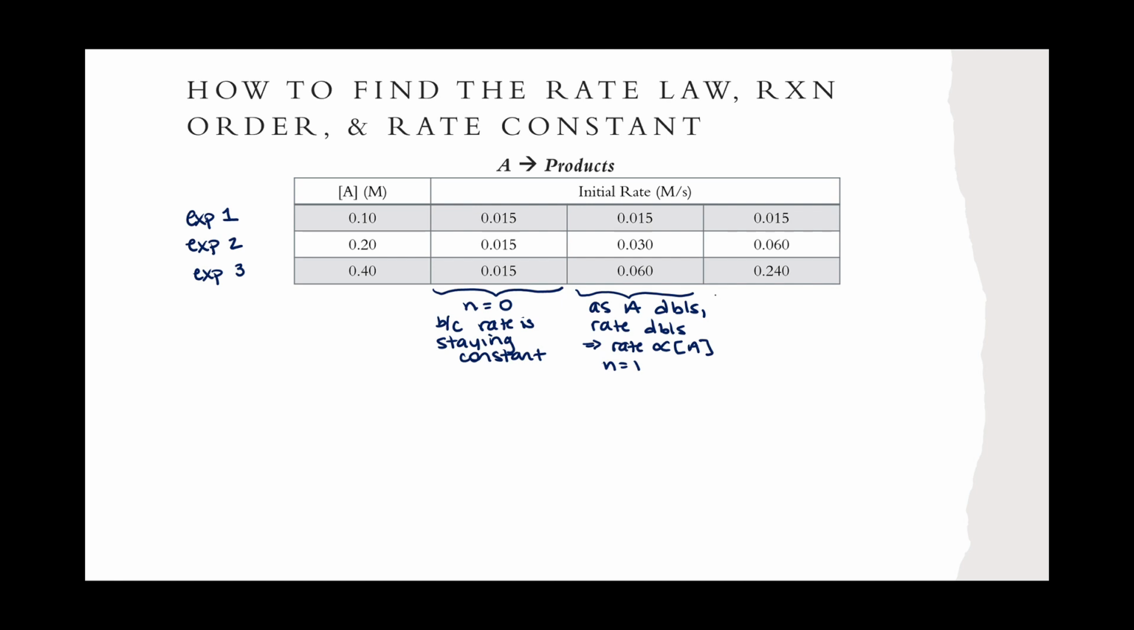And then lastly, this final column here, this might sometimes be difficult to see. These numbers are pretty nice that we have. We can see that as our concentration of reactant A is doubling, our rate is actually quadrupling. And that is indicative of a reaction order of 2. I can just say as A doubles, the rate is quadrupling.